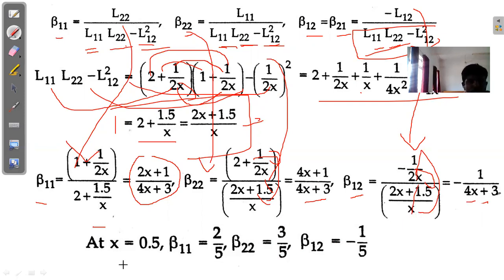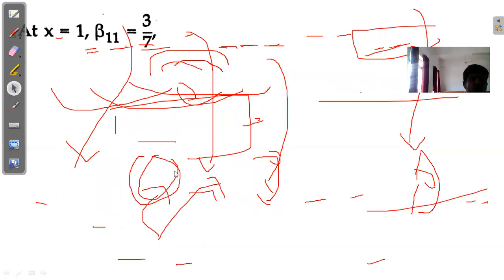We are going to substitute x equal 0.5 in this equation, and we get the answer for beta 11 equal to 2 by 5. Substituting x equal 0.5 in this equation, we get the answer equal to 3 divided by 5. At the same time, substituting x equal 0.5 in this equation, we get the answer minus 1 divided by 5 there.